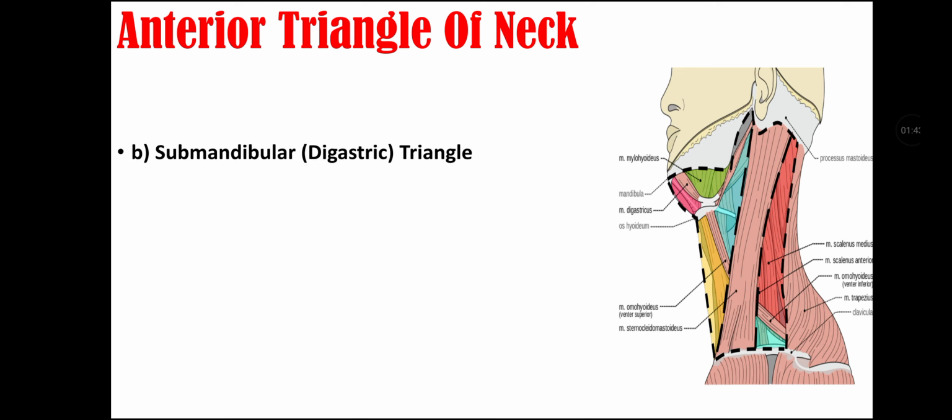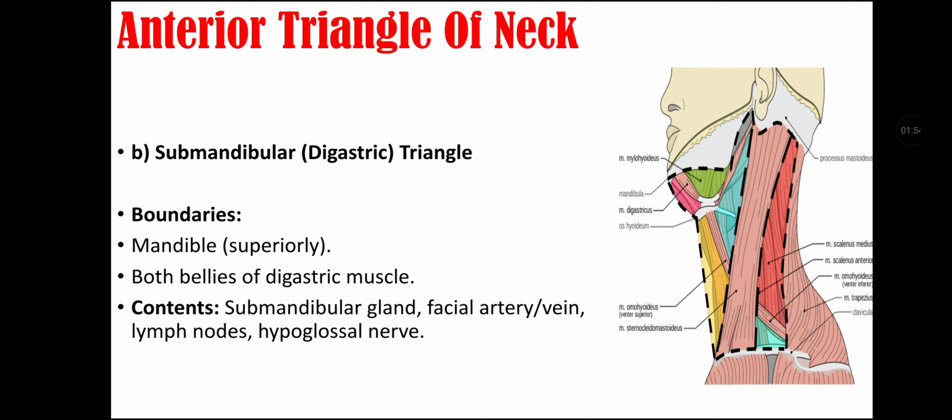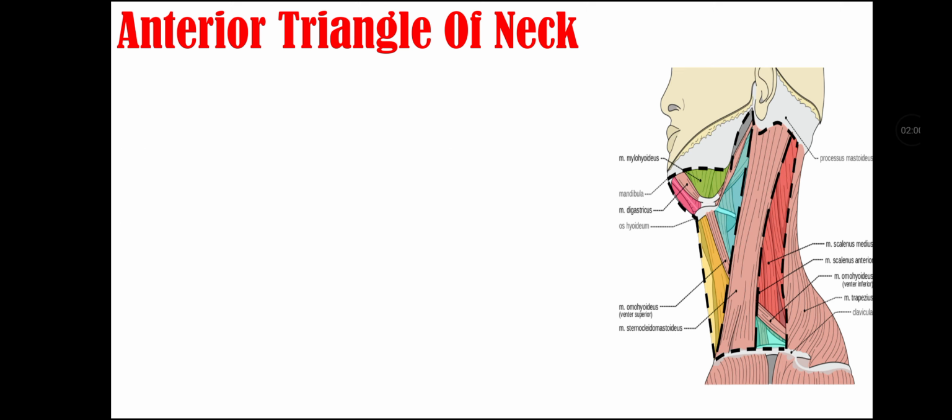Second is the submandibular triangle, that is also called the digastric triangle. It is bounded by the mandible superiorly and by both bellies of the digastric muscles. Its contents include the submandibular gland, facial artery and vein, lymph nodes, and hypoglossal nerve.